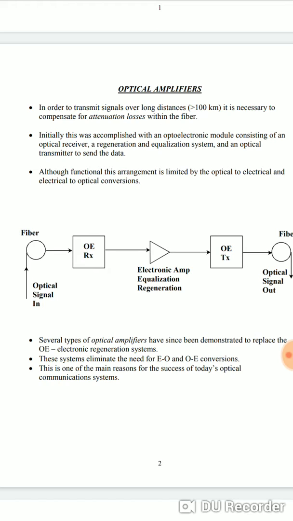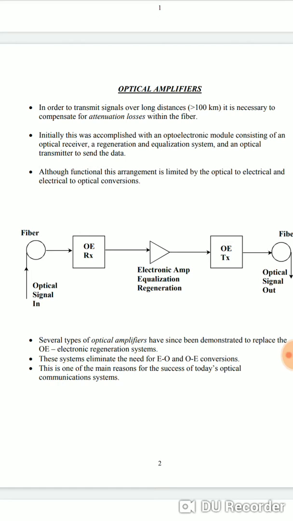Similarly, in the case of optical amplifiers, it will increase the strength of the optical signal that is given as input to the optical amplifier. By default, it will increase the strength of whatever optical signal is given as input to the optical amplifier.